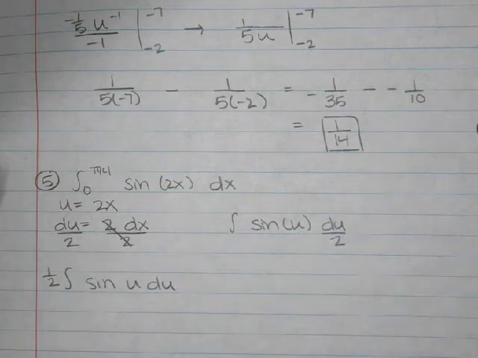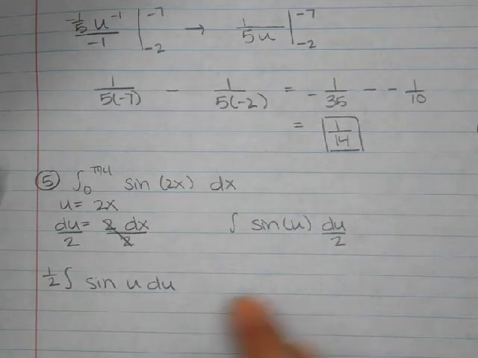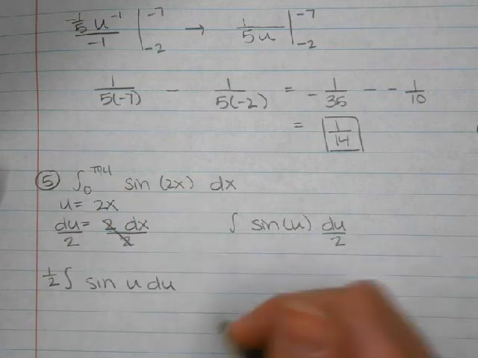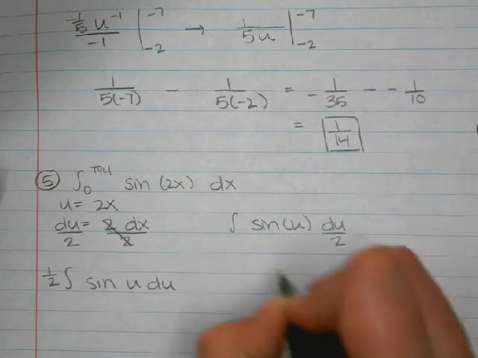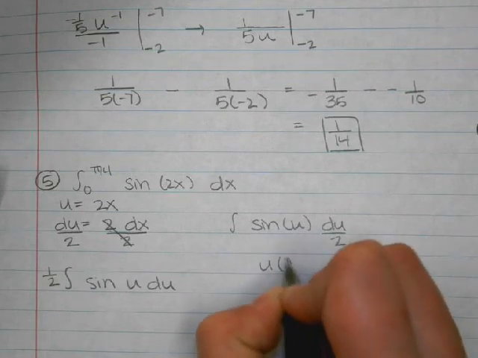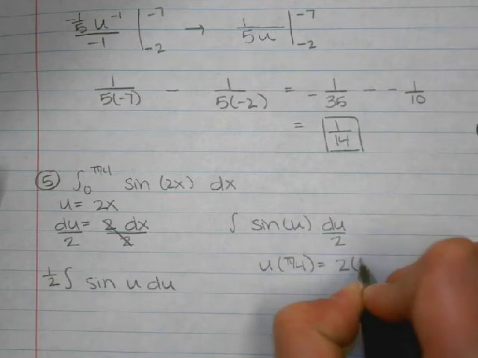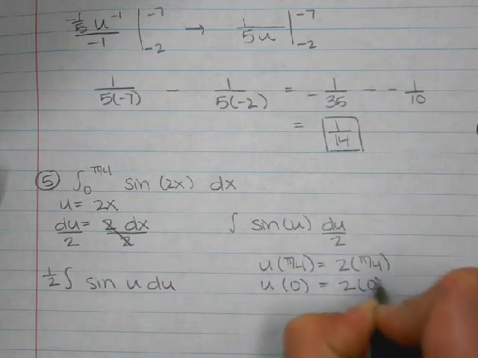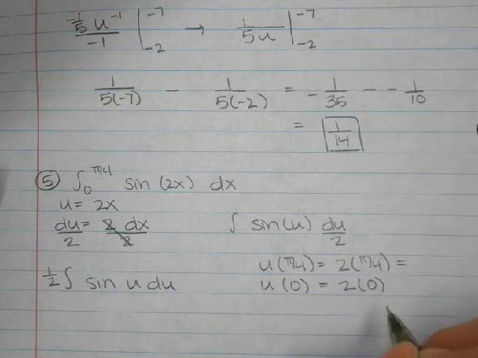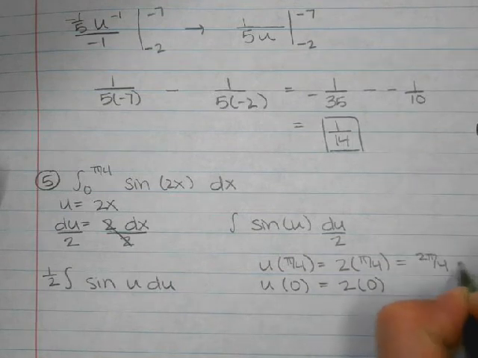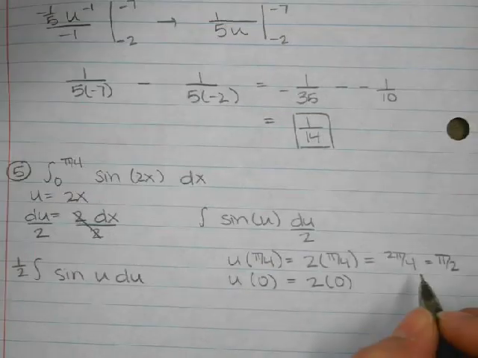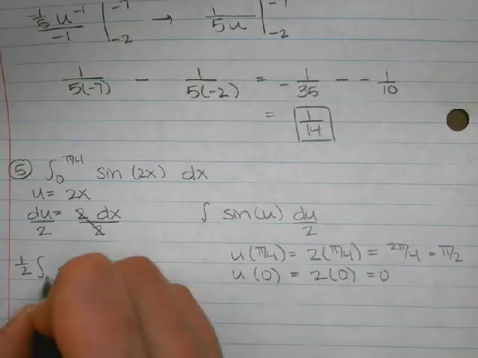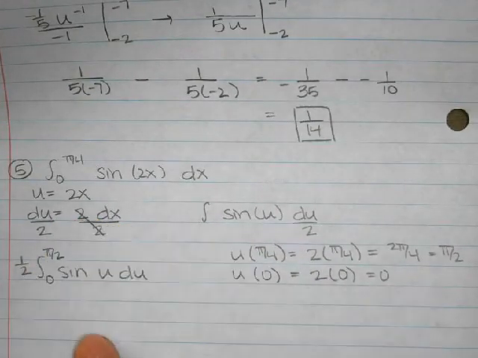That's what I'm integrating. And then I need to go ahead and figure out the upper bound and lower bound of the integral by putting it in terms of u, so it's not in terms of x anymore. So I've got u of pi fourths is 2 times pi fourths, and u of 0 is 2 times 0. So this is 2 pi fourths, which is just pi halves, and 2 times 0 is 0. So when we evaluate our integral, we're going to do it from 0 to pi halves.